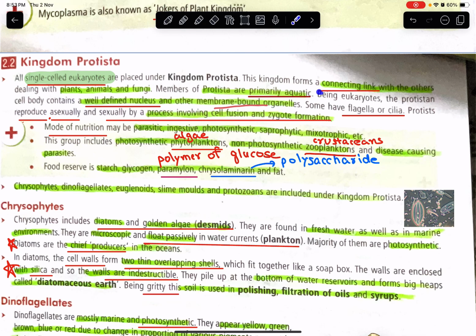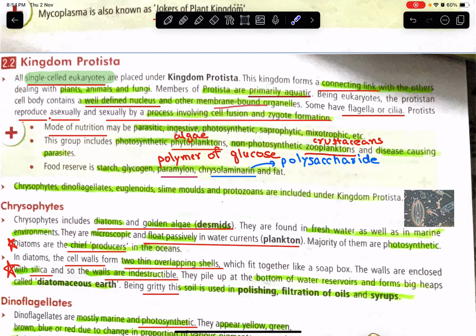It forms a connecting link between Monera, the kingdom which you have studied earlier, which includes bacteria. So it forms a connecting link between monerans and the higher kingdoms like plants, animals and fungi. Members of Protista are primarily aquatic.